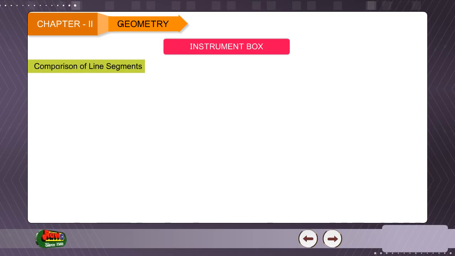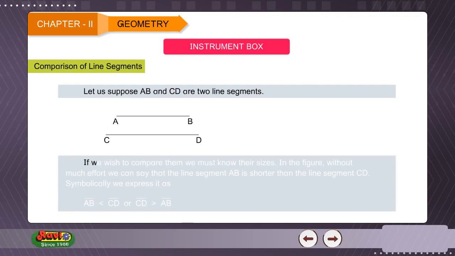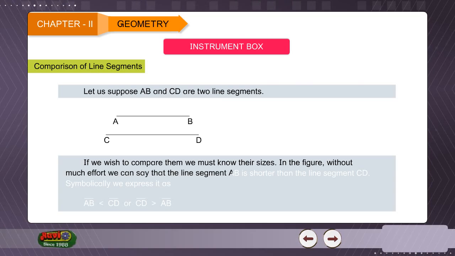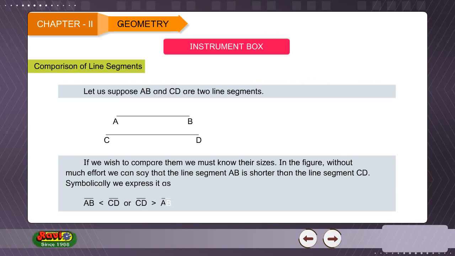Comparison of line segments. Let us suppose AB and CD are 2 line segments. If we wish to compare them, we must know their sizes. In the figure, without much effort, we can say that the line segment AB is shorter than the line segment CD. Symbolically, we express it as line segment AB is less than line segment CD, or line segment CD is greater than line segment AB.